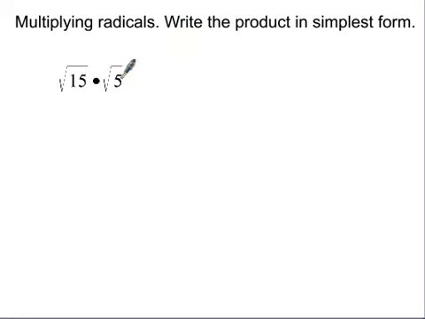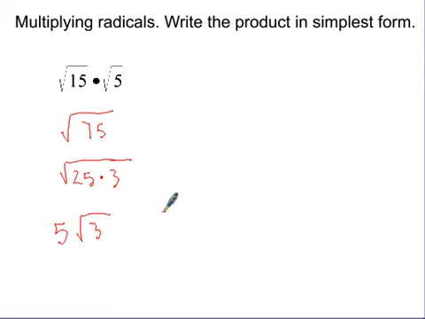Instead of having the square root of 75, I've given you the square root of 15 times the square root of 5. So there's 2 ways that you can do this. You can either multiply these. So 15 times 5 is 75. Now what square number is in 75? 25 times 3, right? So what's the square root of 25? So this would come out to 5 times the square root of 3.